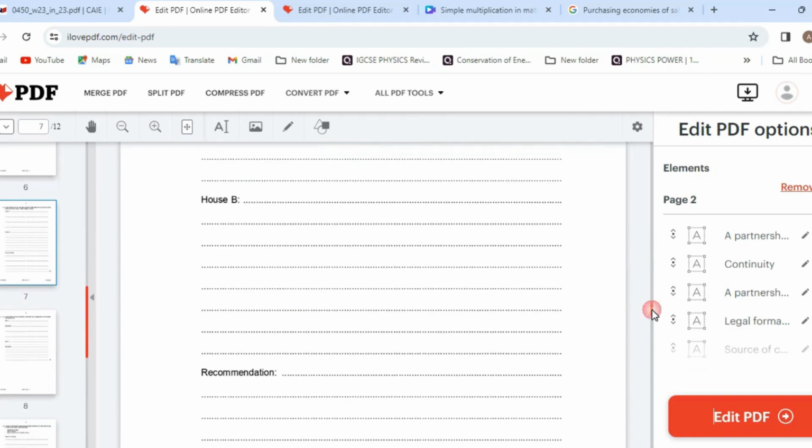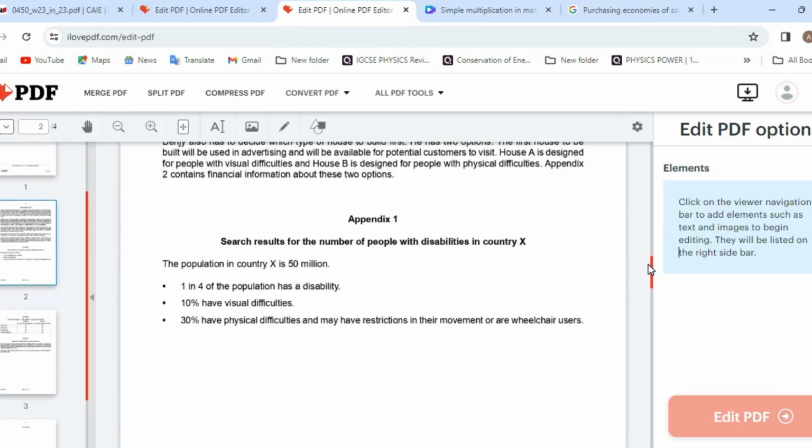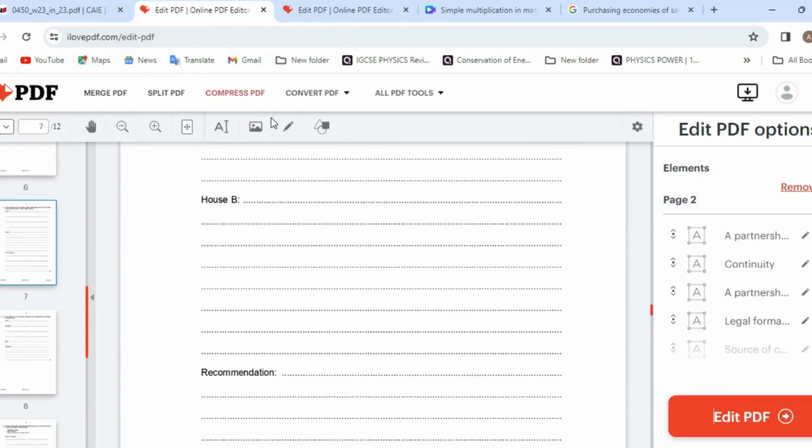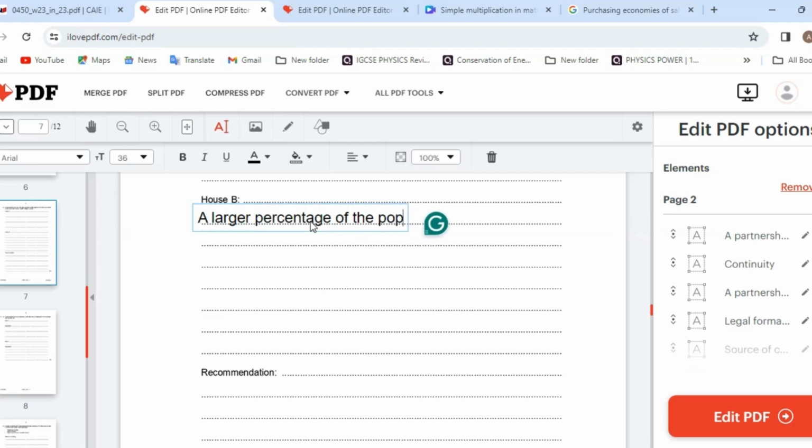Okay, let's see for house B. In house B, let's see what we have there according to our appendix. The first one is the larger percentage of the population that has what? That has physical disability. According to the other information that we have here, as you can see. Okay, let's try and put it in text. A larger percentage of the population have physical disability.